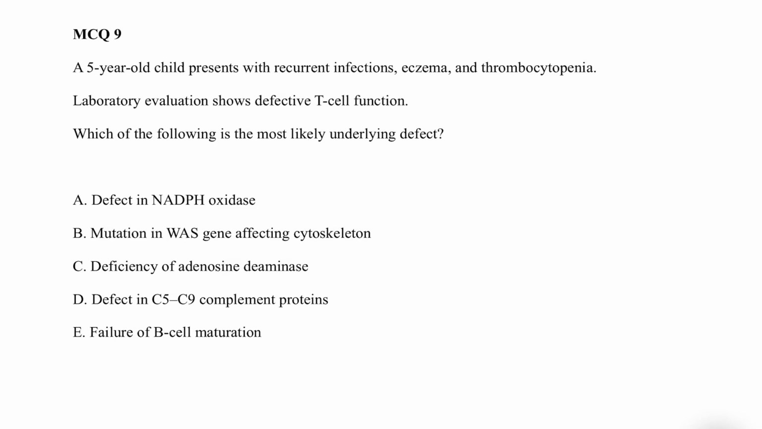Hello everyone, let us see another important question. A 5-year-old child presents with recurrent infections, eczema and thrombocytopenia. Laboratory evaluation shows that there is a defective T cell function. Which of the following is most likely underlying defect?